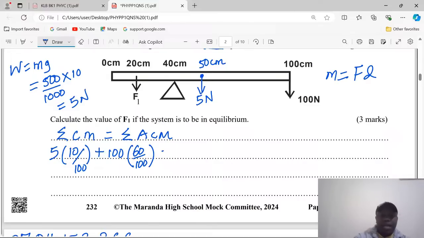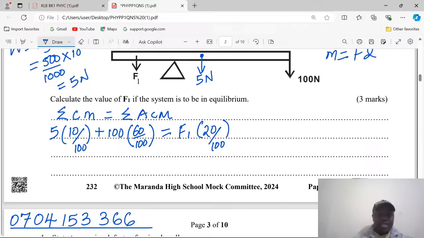We convert them, equals to the anti-clockwise moments, which are only due to force F1 times a distance from the 20 centimeter mark to the 40 centimeter mark. That is the distance that we want, and it's going to be exactly 20. So a student should not confuse this. The 20 we are using here is not the 20 centimeter mark. The 20 we are using here is the distance between where the force is acting and where it has been pivoted. So that is 40 minus 20 to give us 20. So I'm not just reading 20 directly. You should be careful with that interpretation.